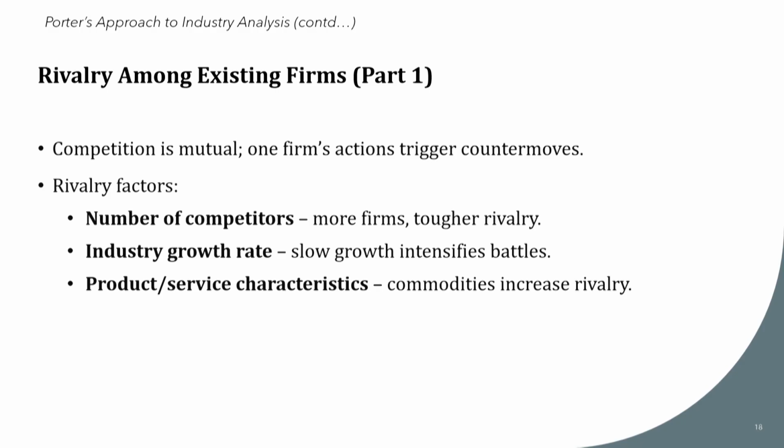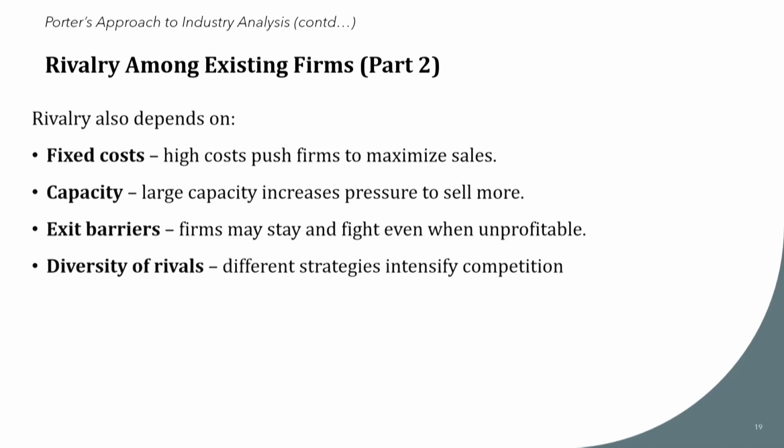Continuing this further, rivalry among firms is intense when industries have many competitors and when growth is slow. In such cases, firms often resort to price wars. If products are commodities like gasoline, competition is even more cutthroat. When industries have high fixed costs, like airlines, firms fight fearlessly to fill capacity.